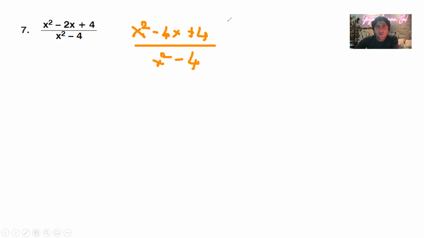Now we can see here there is a trinomial. So I'm going to look for the factors of 4, and when I add them together, they must give me negative 4. I'm not going to go through all the factors. It's negative 2 and negative 2. Why? Because negative 2 times negative 2 is positive 4, and negative 2 plus negative 2 is negative 4. And that's what I'm looking for.